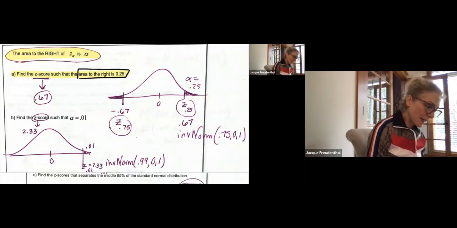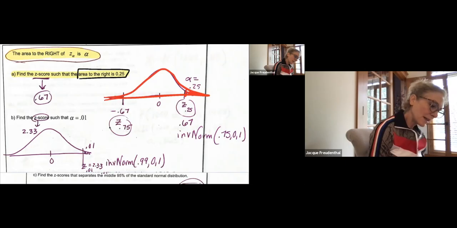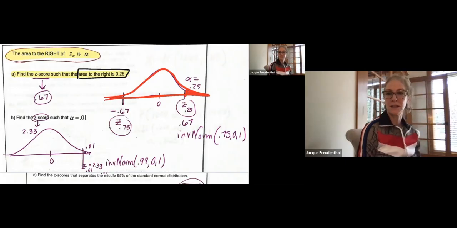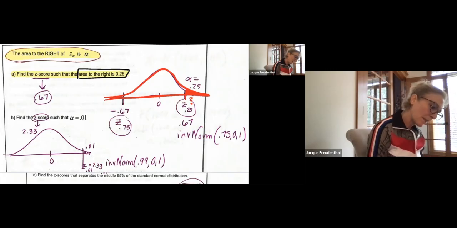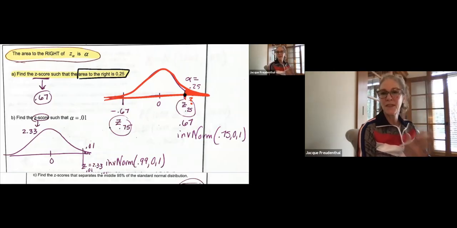So I'm going to draw my diagram here. And I want the area to the right. So this is what I know. I know this area is 0.25, 25%. I am trying to find this location on the number line. What is this location? What is this position on the number line that gives me 0.25 to the right? That's my question.